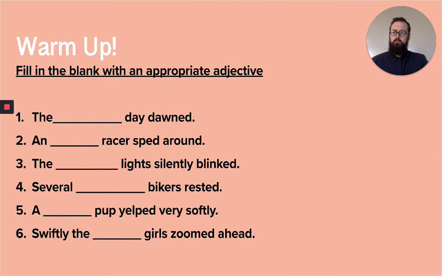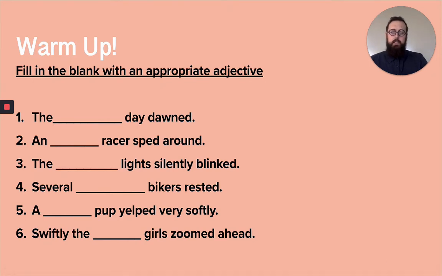I like that one. All right, number 2. An blank racer sped around. Notice the beginning I used an an, which means that your adjective needs to start with a vowel sound. So go ahead and think about it for a second. All right, go ahead and say it out loud. An blank racer sped around. Ooh, Olivia, that was a real good one. I liked it.